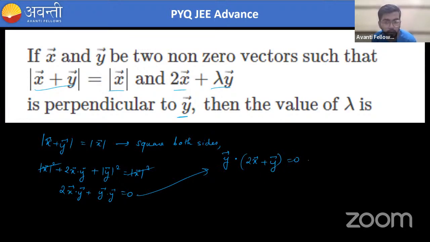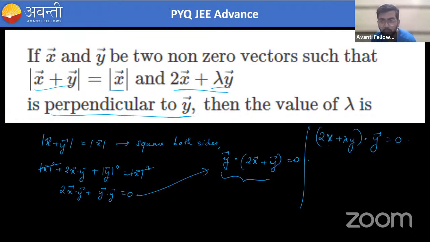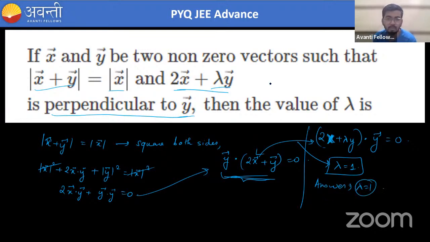Now from here, we also know the other relation that is being given to us, that 2x plus lambda y dot y bar should be equals to 0, because 2x plus lambda y is perpendicular to y bar. So that is why 2x plus lambda y dot product with y bar should come out to be 0. And we also got this relation. So comparing these two relations, can I say that lambda value will be equal to 1, then and only then this is possible, right? Both the relations to happen. So therefore, the answer to the question is lambda equals 1. So this was a very easy question.